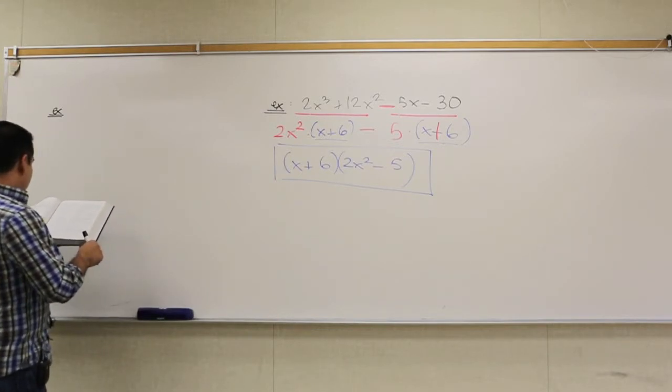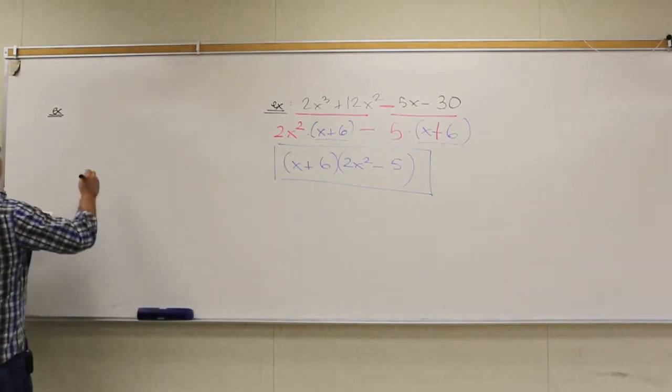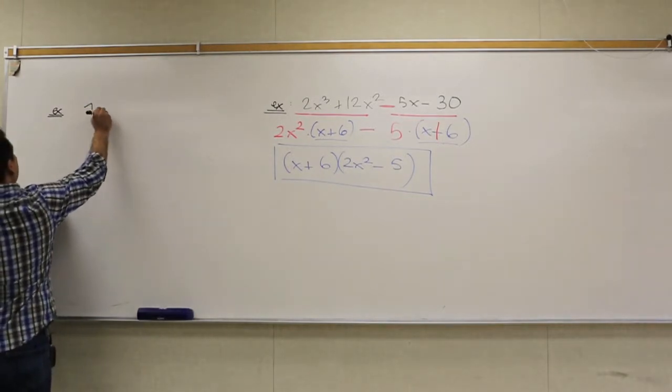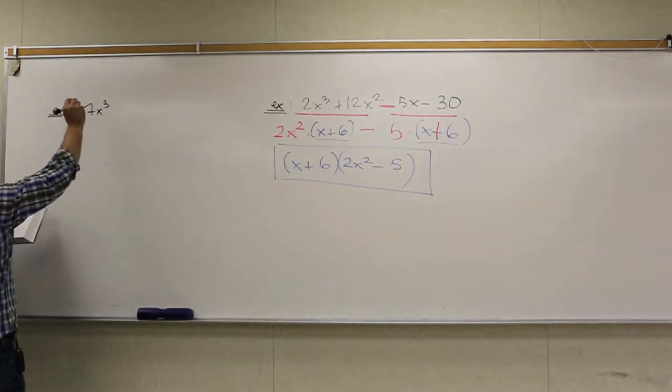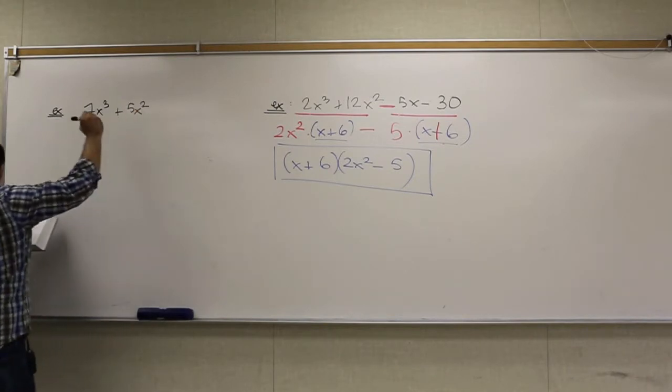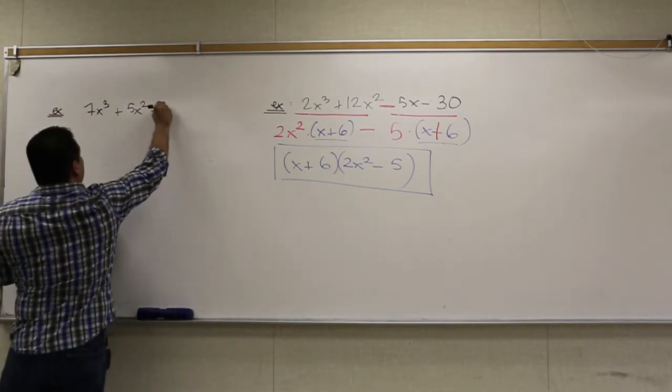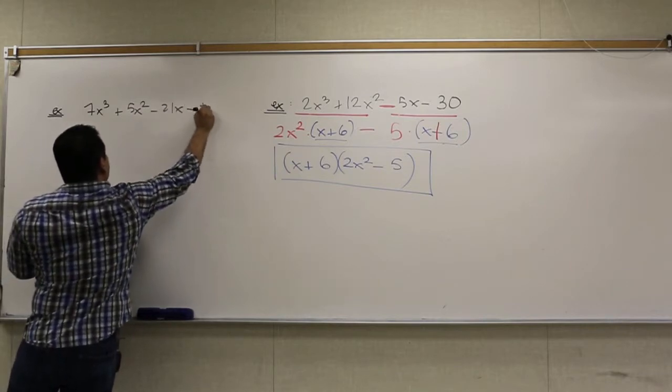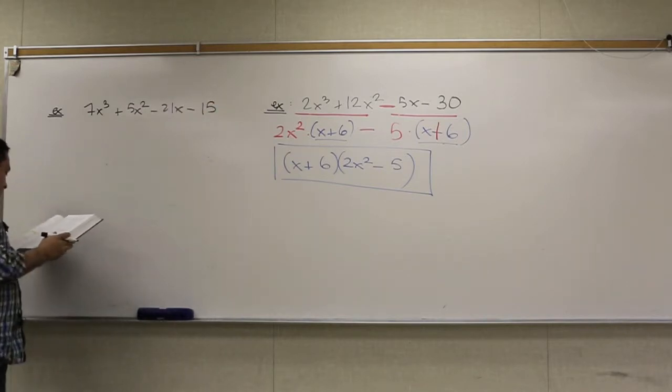All right, here we go. Let's give you another hard one. This one's very hard. 7x cubed plus 5x squared minus 21x minus 15.